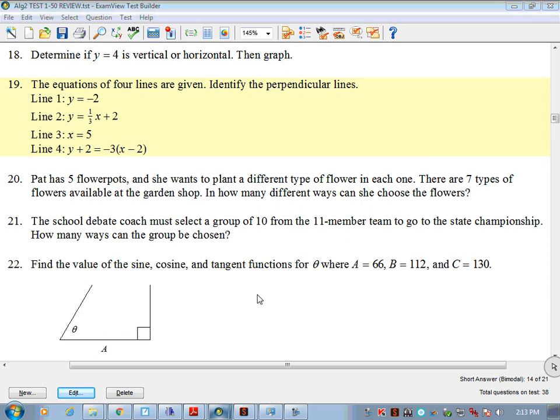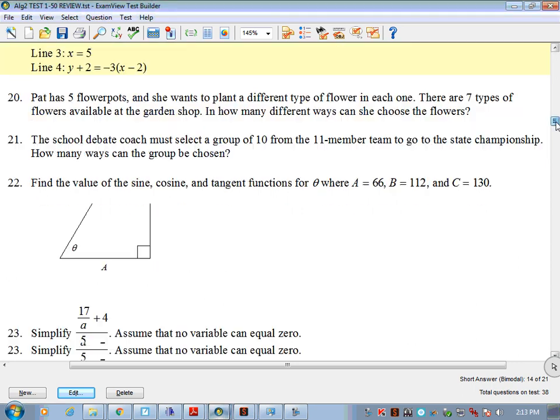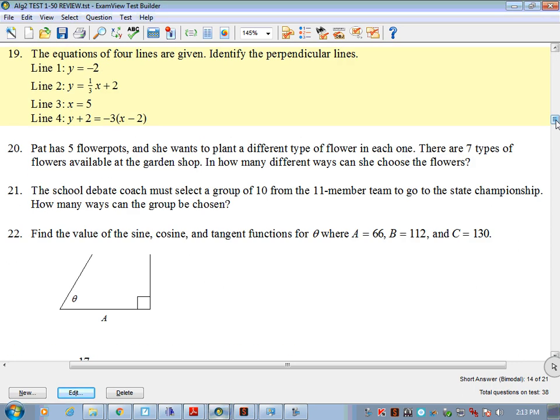Okay? Number 19. No way I'm going to get through every single question, at least not in 2 videos. The equations of 4 lines are given. Identify perpendicular lines. How do I know if 2 lines are perpendicular? What do I know about the slopes? They're not just reciprocal. They're opposite reciprocal slopes.